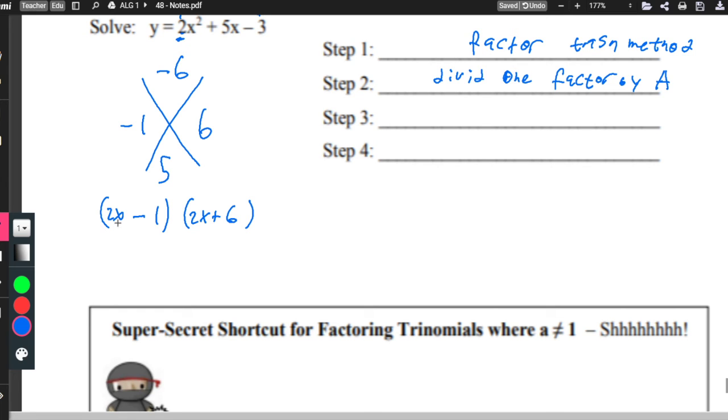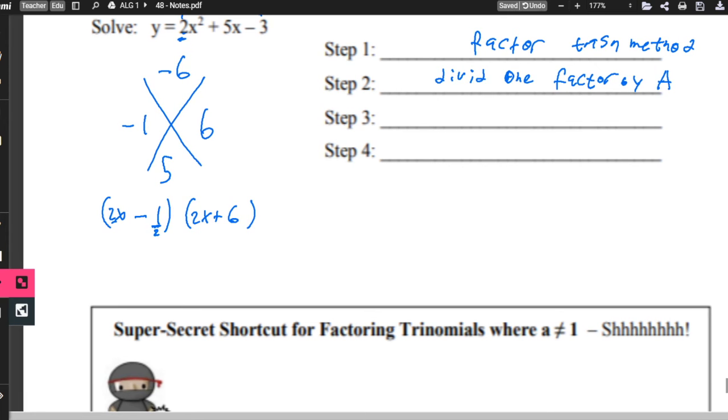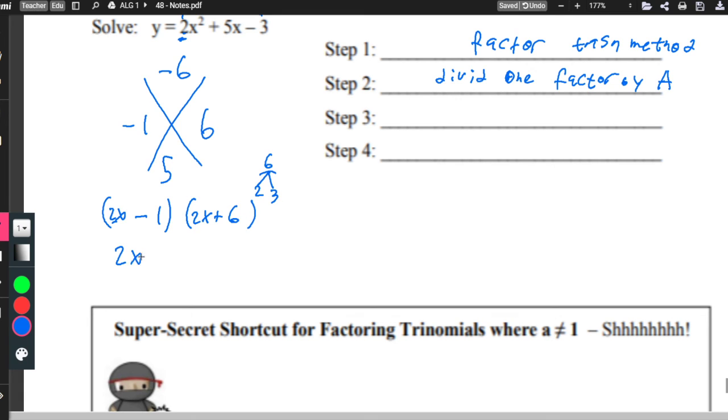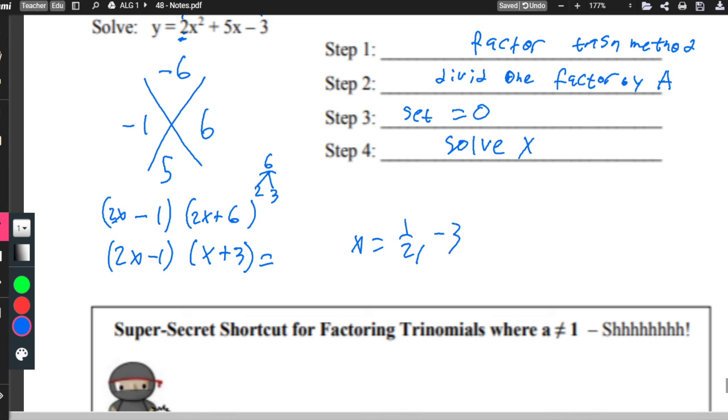So in this case, for this one it doesn't work because dividing by 2, we want to make sure that when we do it, the numbers are actual factors of our term. So factors of 6 are 2 and 3. That means that we can take 2 out of everything. So our factors here are 2x minus 1 and x plus 3. It's a little confusing. And then, same thing as before, we set it equal to 0 and solve for x. So x equals 1/2 and -3.